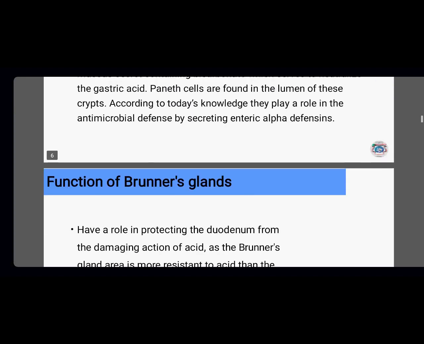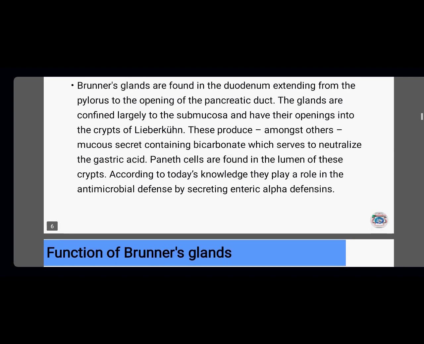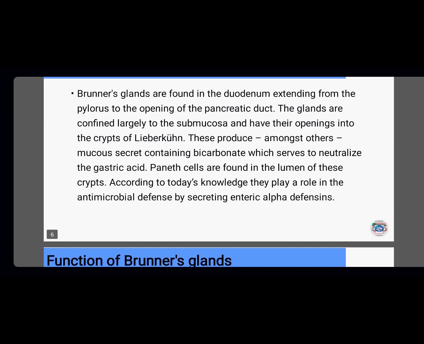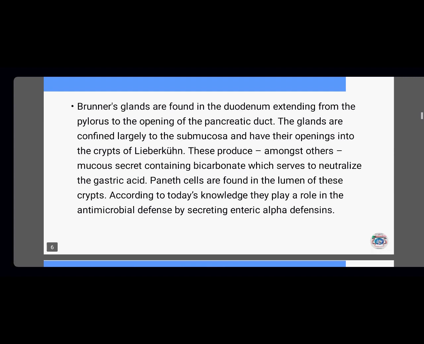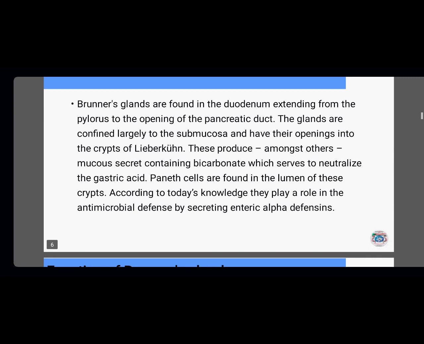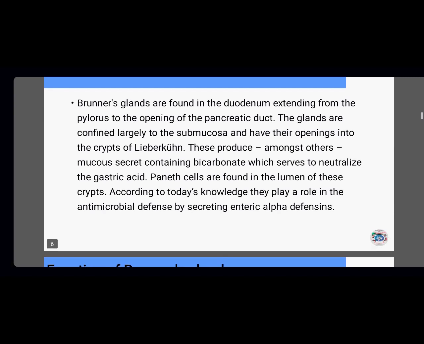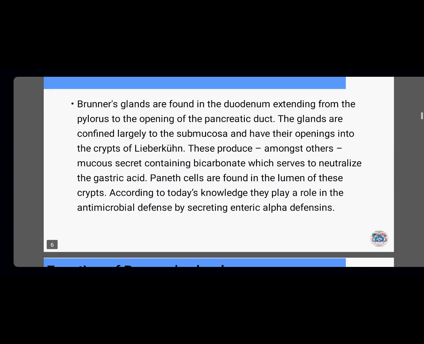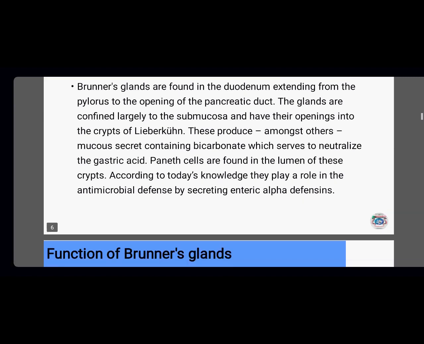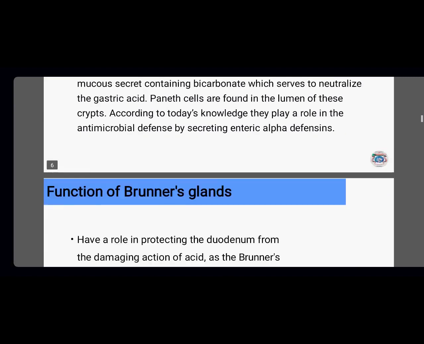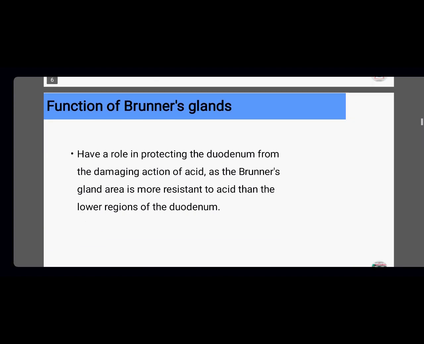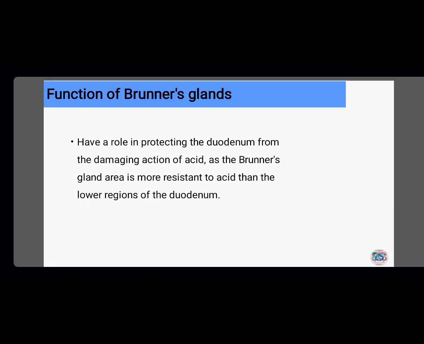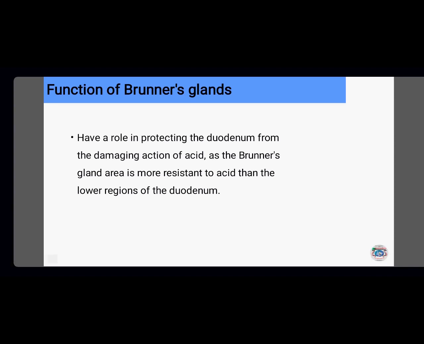Also, we have Paneth cells. The Paneth cells are found in the lumen of these crypts. According to today's knowledge, they play a role in antimicrobial defense, because the Paneth cells secrete what is called enteric alpha defensin. From the above, you can know the function of the Brunner's glands. They have a role in protecting the duodenum from the damaging action of the acid, as the Brunner's gland area is more resistant to acid than lower regions of the duodenum.